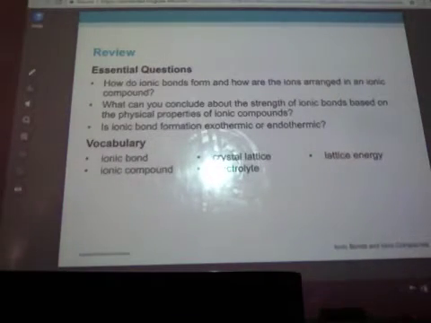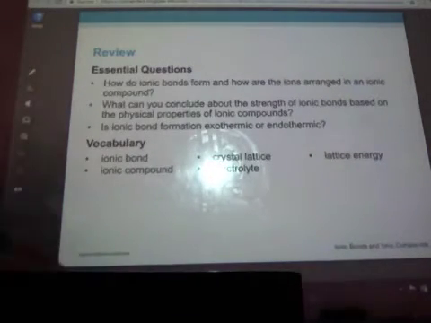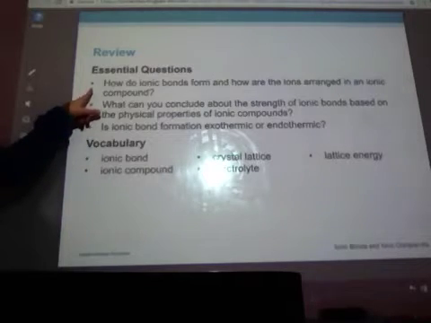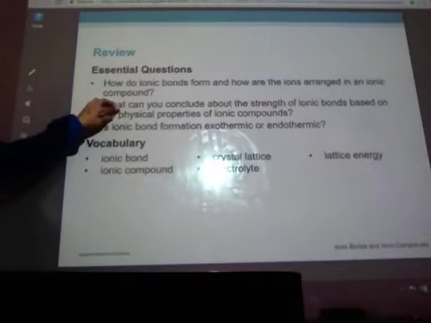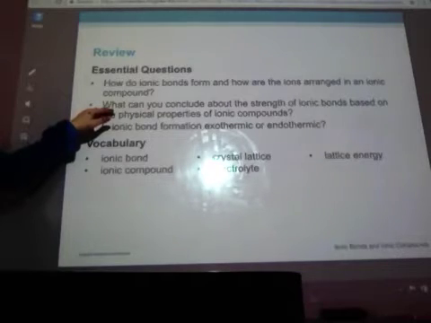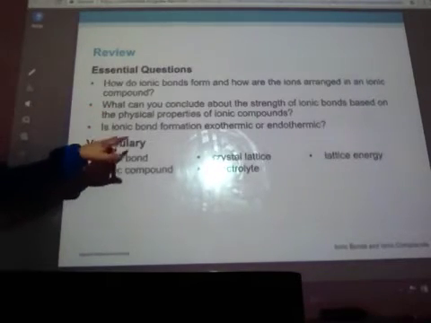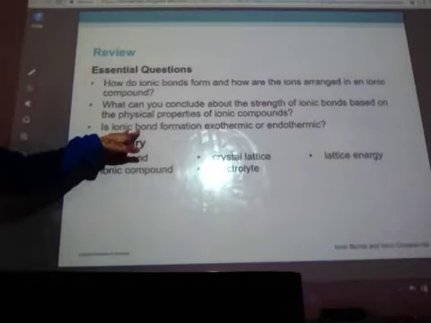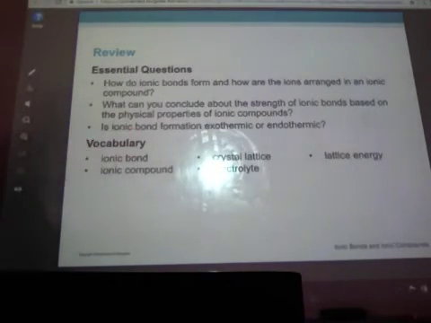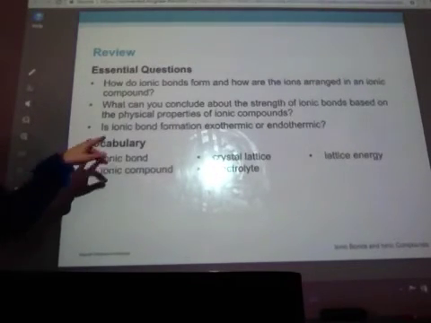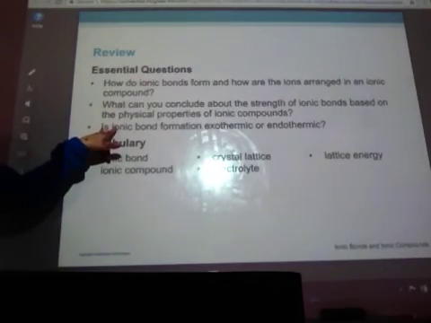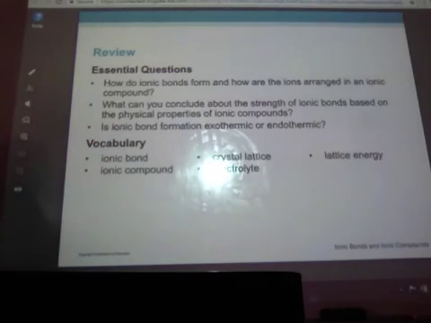And then last one, review. How do they form? What can you conclude? A lot of it's based on size. Some of it is based on how many electrons are gained and lost. Here, ionic bond formation is both. You can't have something endothermic without something else being exothermic. So it's either going to absorb heat or release heat. And then the rest is your vocab.